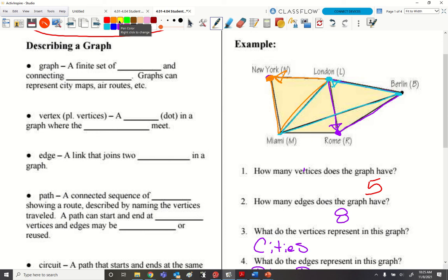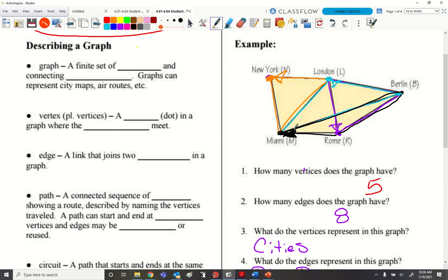Let me see, what's another color I could use? Let me use this one. Calvin, what's the next one we're supposed to do? Is it Miami now? Okay, Miami. So do the Miami. Miami to Berlin, yes, to Rome, and back to Miami. Yeah. Very good.